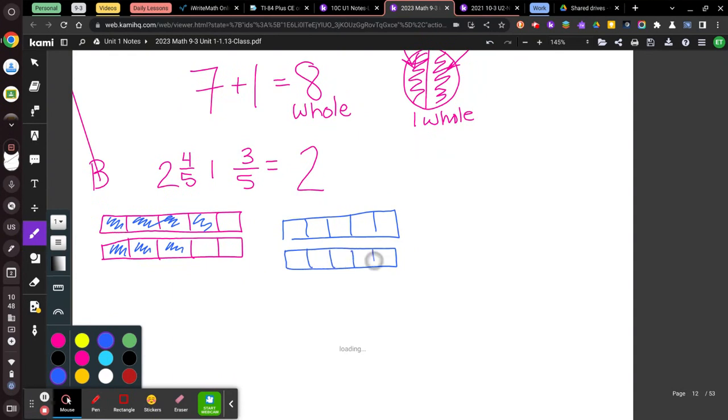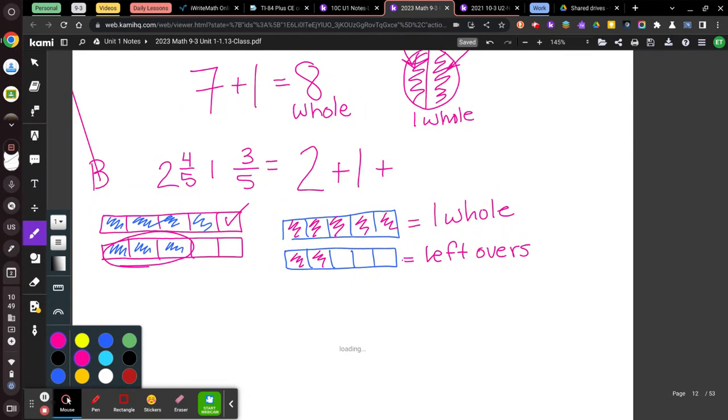So if I need to put this all on one object and then the leftovers, I'm going to shade these four. 1, 2, 3, 4. I've shaded those guys. Now I'm going to shade these. 1, 2, 3. So this gives me one whole, and this tells me my leftovers. So sometimes it's easier to draw a diagram. So right now we've got leftovers. So that means I have to add one whole, plus I got to add my leftovers.